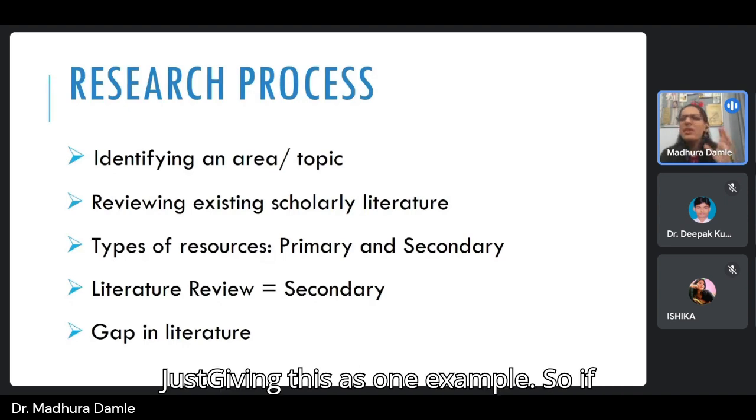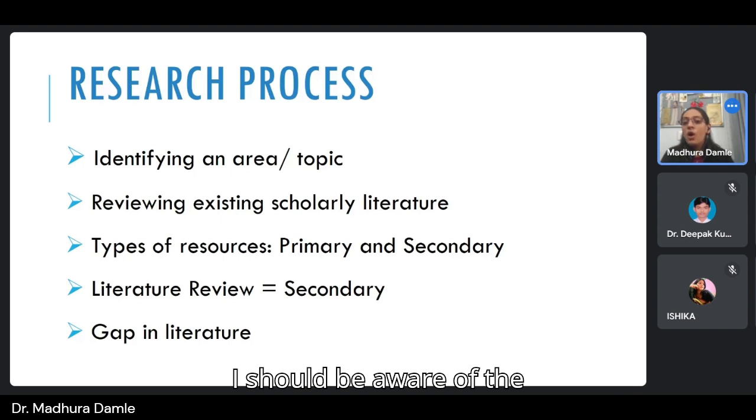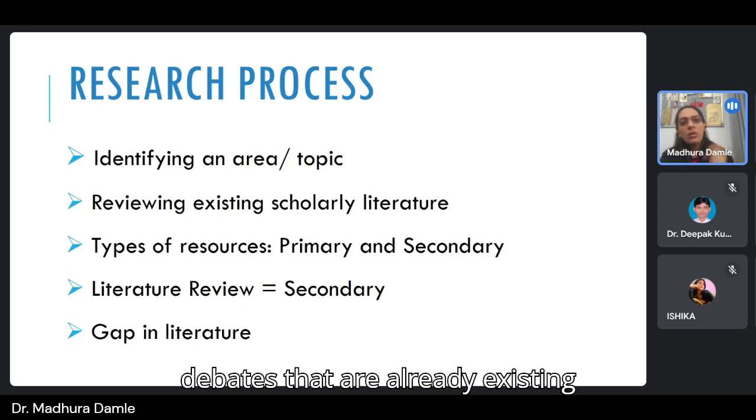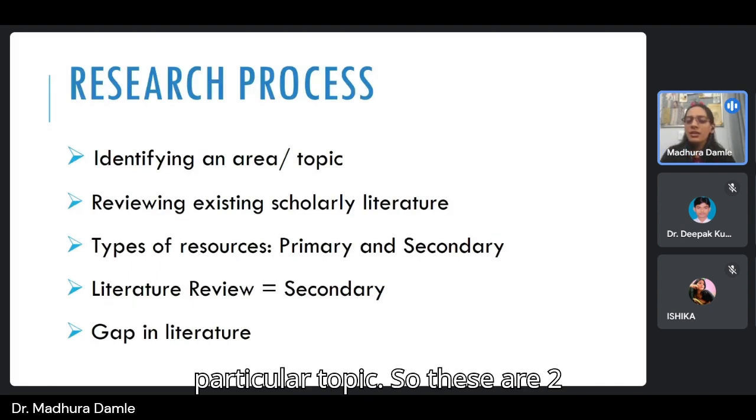And I'm just giving this as one example. So if I want to work on that particular topic, I should be aware of the debates that are already existing on that particular area, on that particular topic. So these are two reasons for which review of literature is important.